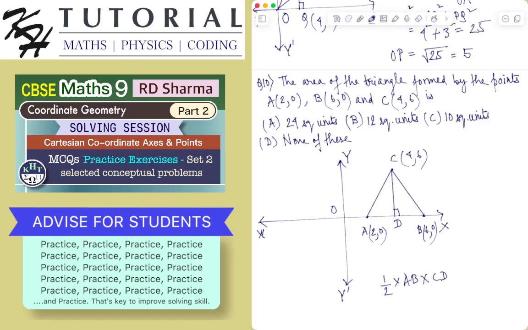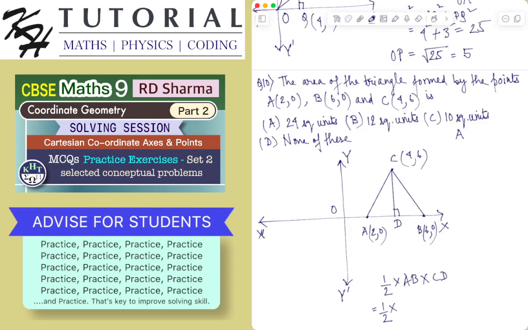Now visually you can clearly understand that the length AB will definitely be equal to 6 minus 2. That is quite obvious geometrically from the graph. So the area of the triangle ABC will be half into AB. We can consider AB as the base of the triangle ABC. AB is the distance between the points A and B lying on the x-axis.